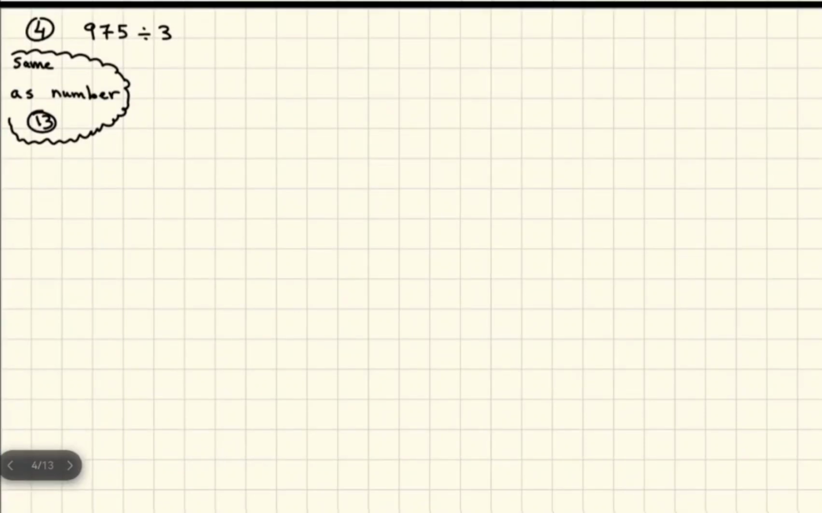Number 4. By the way, number 4 and 13 in this quiz are the same. 975 divided by 3. So 3 is the divisor. 9 is bigger than 3, so we only take 9. 3 times how much is 9? It's multiplied by 3, so we get 9. We subtract. We get 0.